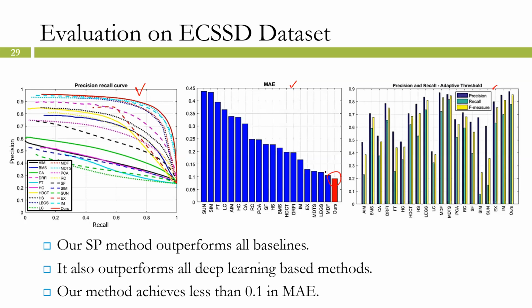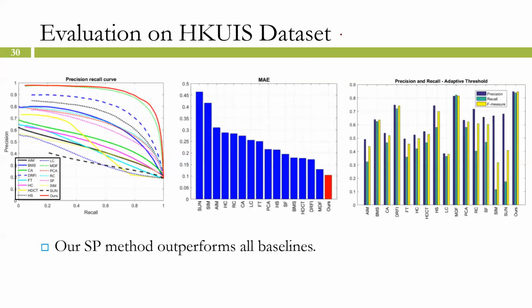We not only test our model on the ECSSD dataset, we also test it on the HKU-IS dataset. In this dataset, we have multiple instances in the same image. Again, our method still outperforms all the baselines for all the metrics. You see that we have a red line for our method, and our method still performs better than the baselines.